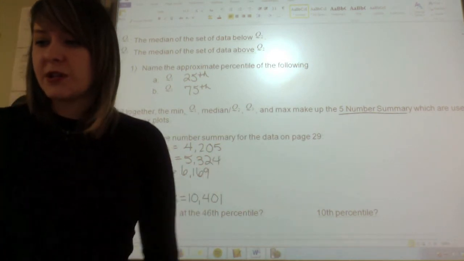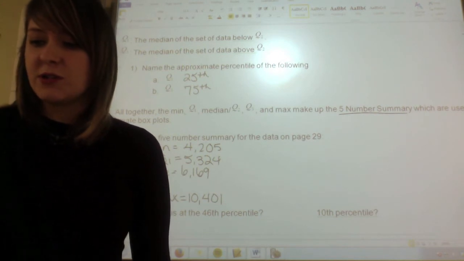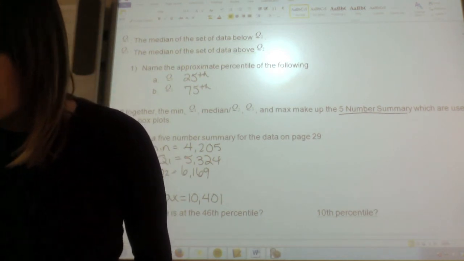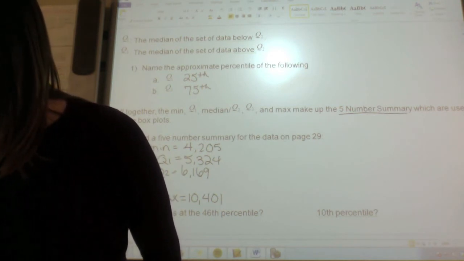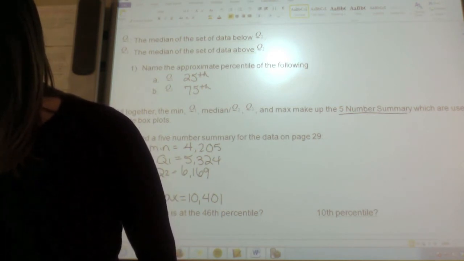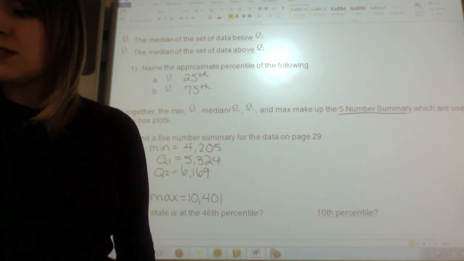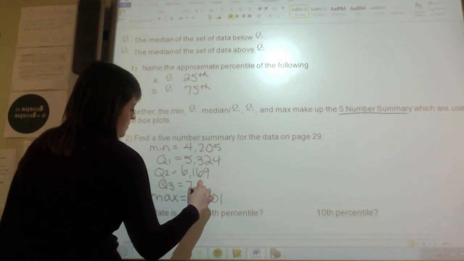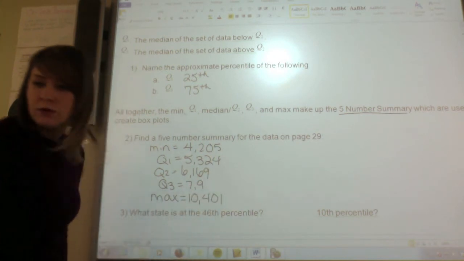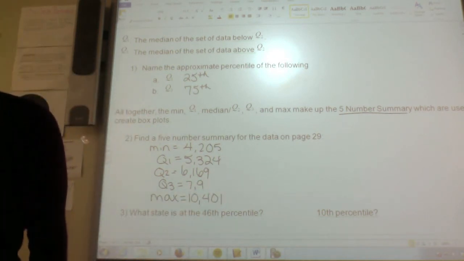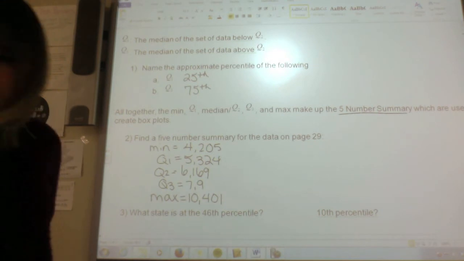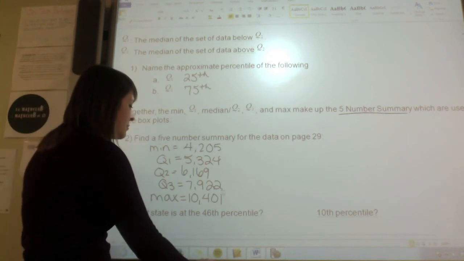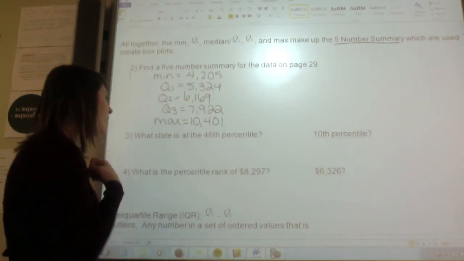Okay, my upper quartile, I'm going to do the same thing. I'm going from Minnesota to Vermont, and I'm looking for whatever's directly in the center, which is number 38, California, 7,922. Okay, so now I have my 5-number summary for my data set here.